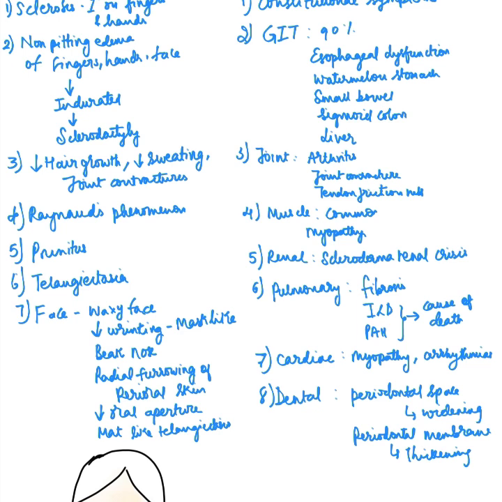Then muscle involvement, it is a common feature, and it can be in the form of myopathy leading to weakness, and sometimes even the myopathy can be inflammatory, and there can be changes on the electromyogram. Then renal involvement, it can be because of progressive fibrosis or because of the vasculopathy or because of the treatment that we are giving, especially steroids.